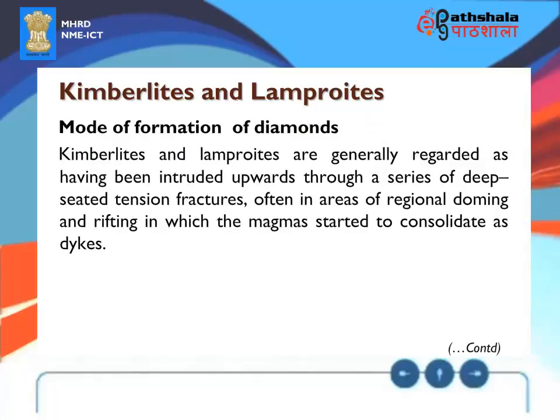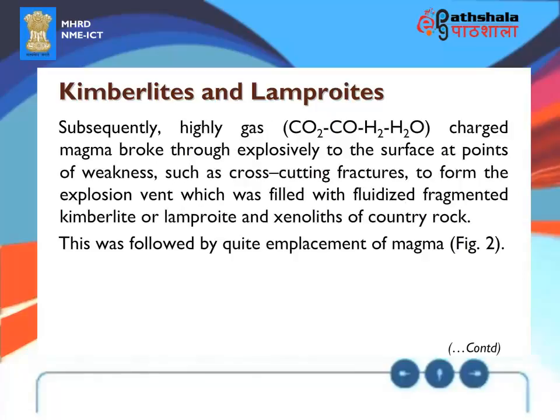Mode of formation of diamonds. Kimberlites and lamproites are generally regarded as having been intruded upwards through a series of deep-seated tension fractures, often in areas of regional doming and rifting in which the magmas started to consolidate as dikes. Subsequently, highly gas-charged magma broke through explosively to the surface at points of weakness, such as cross-cutting fractures, to form the explosion vent, which was filled with fluidized fragmented kimberlite or lamproite and xenoliths of country rock. This was followed by quiet emplacement of magma as shown in Figure 2.